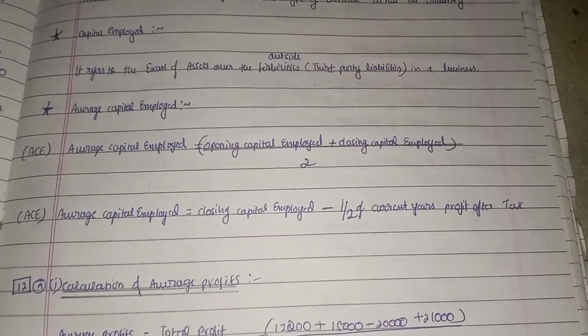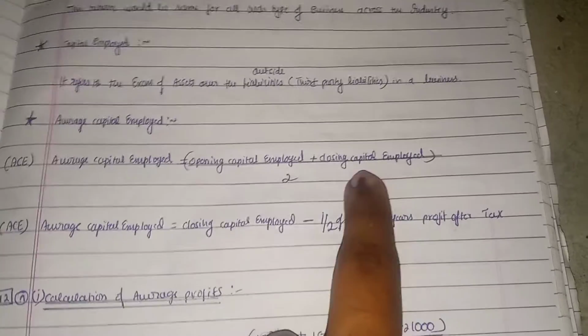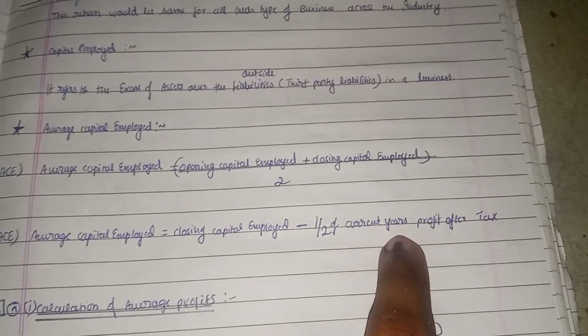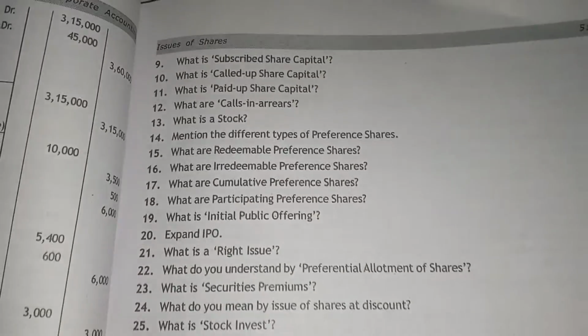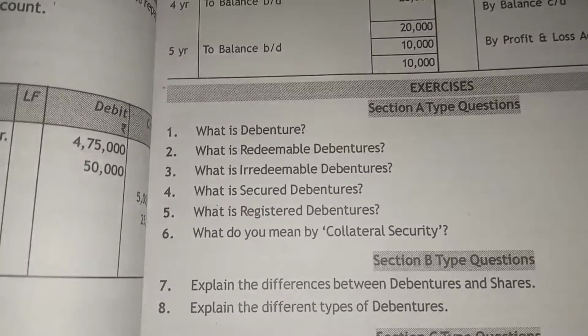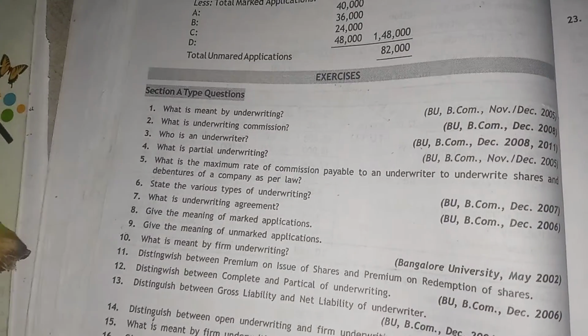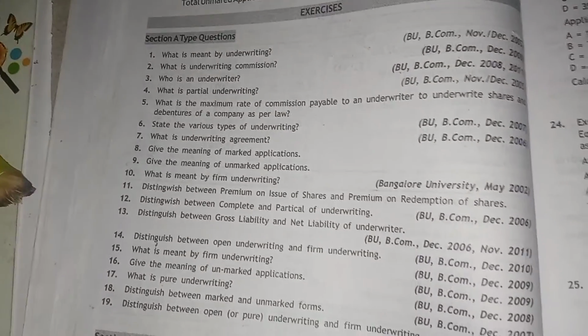When it comes to average capital employed, there are 2 formulas: opening capital employed plus closing capital employed divided by 2, or closing capital employed minus half of the current year's profit after tax. Any of these can be asked for 2 marks. These are the 2 marks questions which can be asked at present or in future. Here you can see the questions and the years in which they appeared. So these are all very important questions.